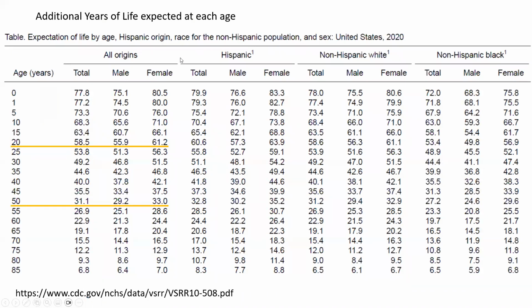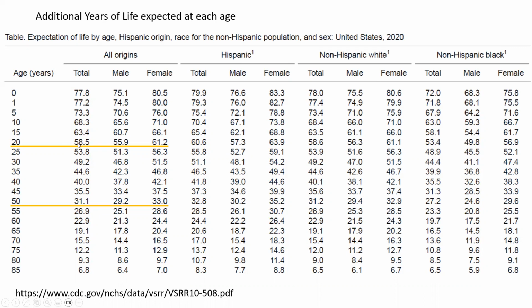So here is a chart of life expectancies, and this is kind of a cool chart. If we look at this first section, we have people of all origins, so this is everybody that lives in the United States. The way to read this chart is, if you were born in 2020, your average life expectancy at birth would be 77.8 years. If you're male, you'll be 75 years. Females at birth would be expected to live 80 years.